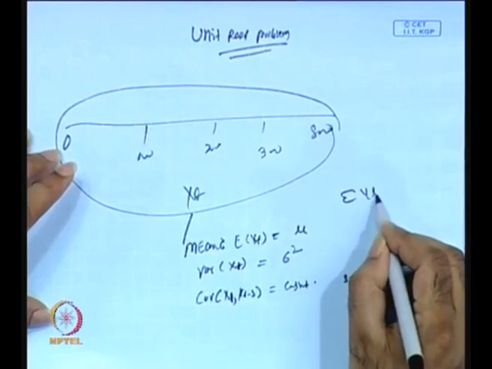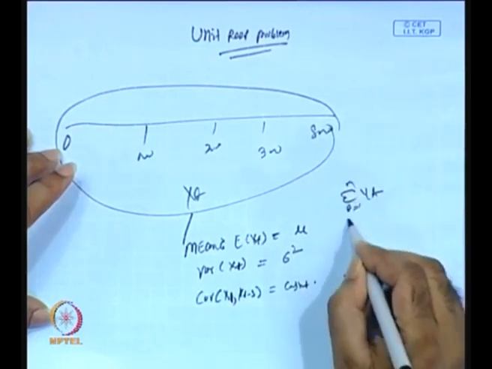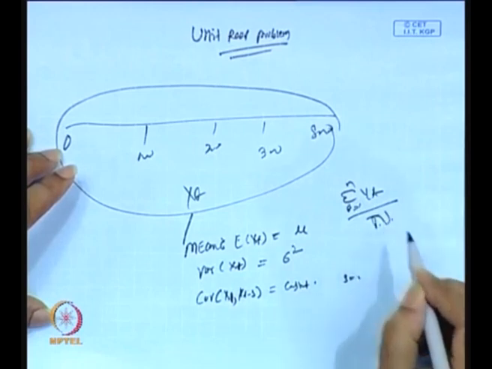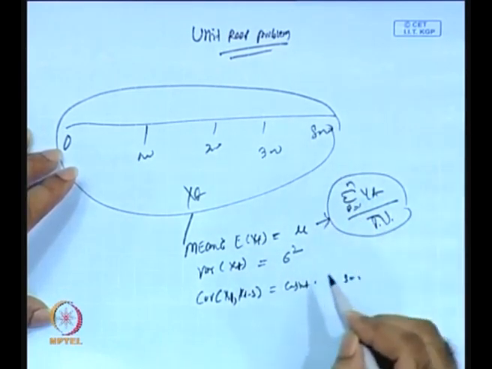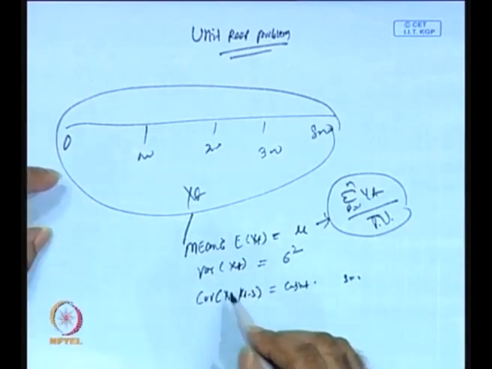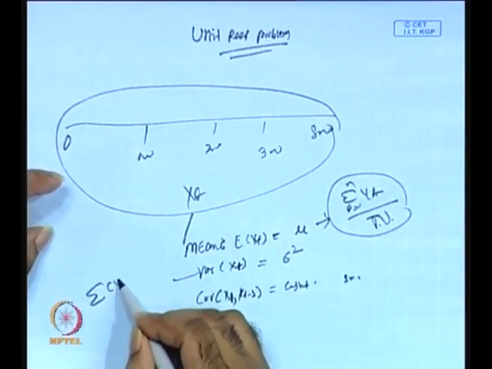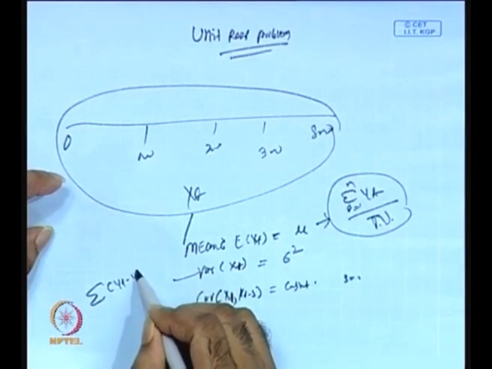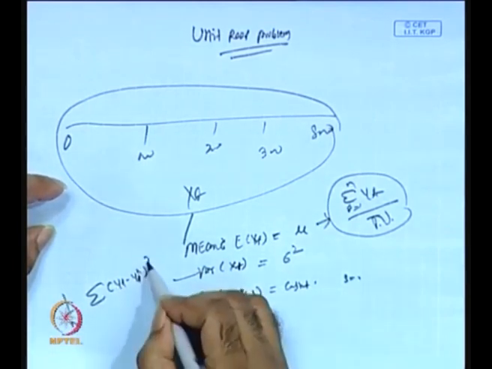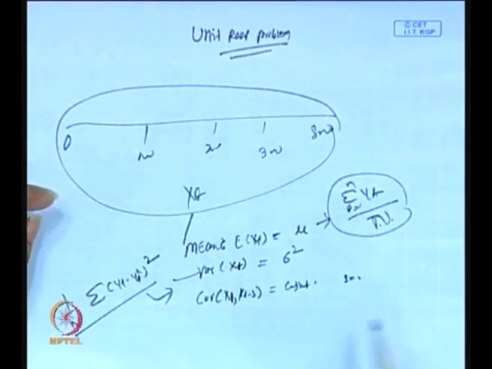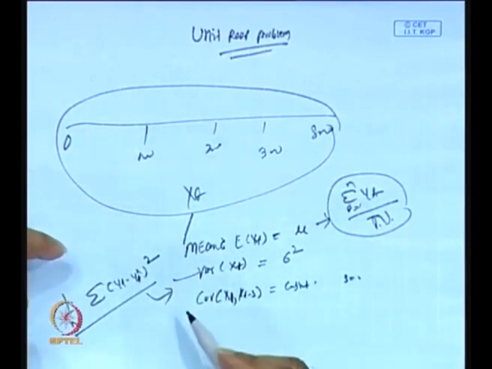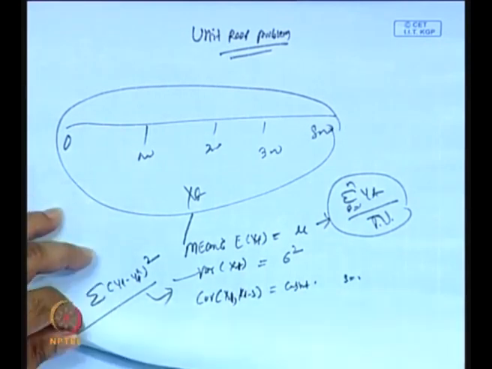Now, what is the mean of x? It is simply the summation of y_t for t equal to 1 to n, divided by n, the total number of observations. This is how the mean of x_t we can derive. Similarly, the variance of x_t is the summation of (y_t minus y bar) whole square, multiplied by 1 by n. This is how variance has to be calculated. Similarly, the covariance of (y_t minus y bar) and (y_{t-1} minus y bar) should be a constant. This is how we have to check the stationarity problem altogether.